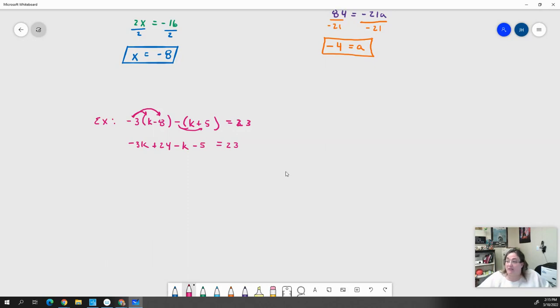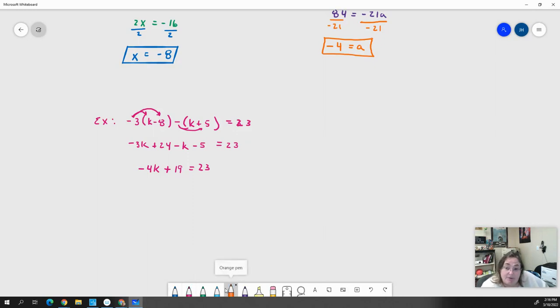And what that distribution allows us to do is combine those like terms. So now I can look at my k's over on this side and I go, well, I've got minus 3k and I have minus k. So minus 3k minus another k is minus 4k. And then I've got 24 minus 5. Well, that's plus 19. And I get equals 23. And now we're in a position to solve, right? We've gotten all our like terms combined. And now we just have to undo everything that's being done to that k.